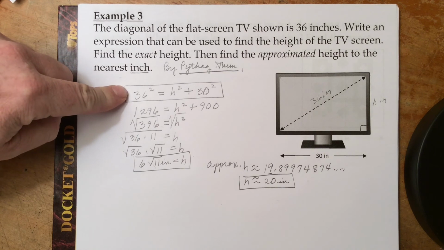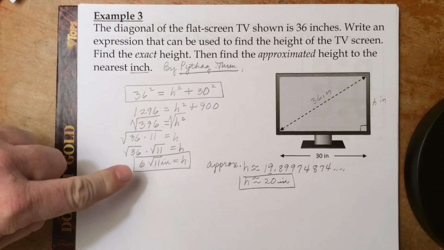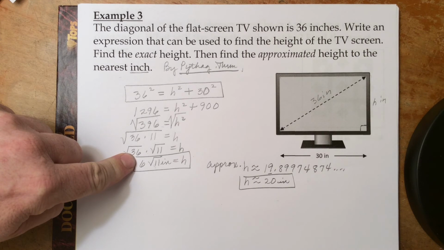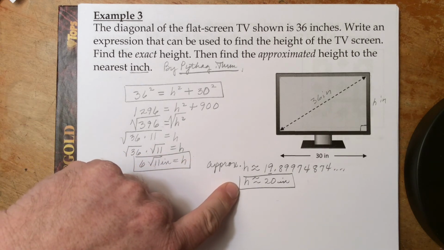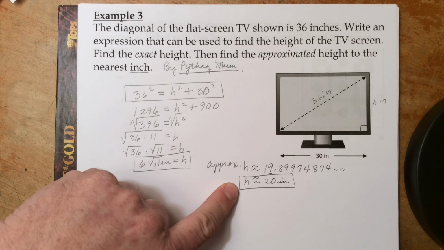Here's the expression we used by the Pythagorean Theorem. Here's the exact height of this television, 6 times the square root of 11 inches. And here's the approximate height, rounded to the nearest inch, 20 inches.